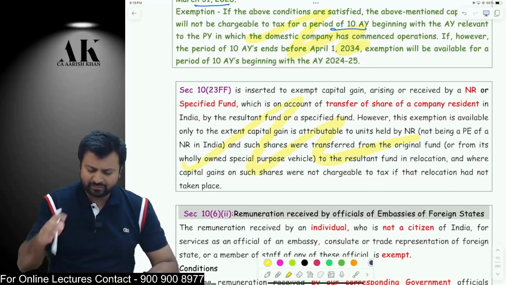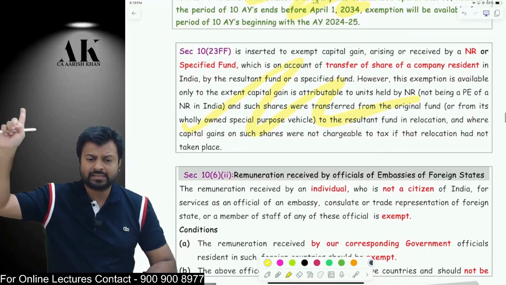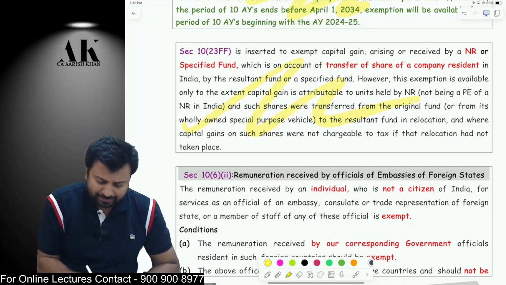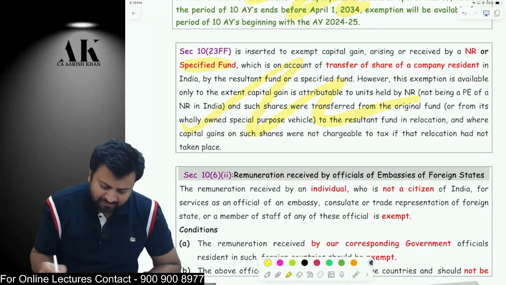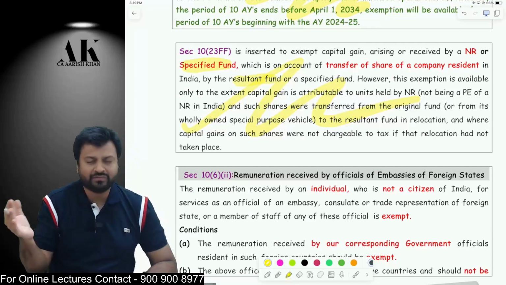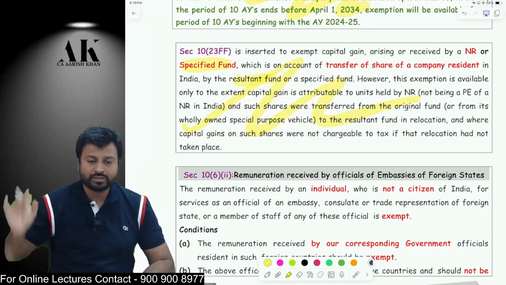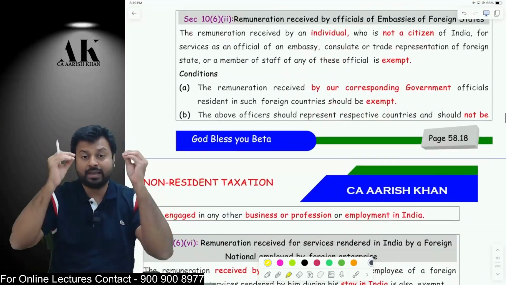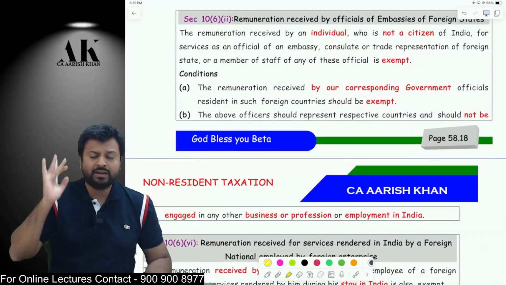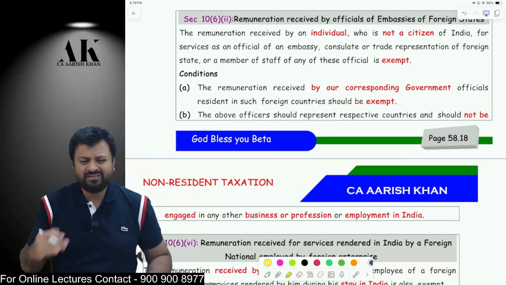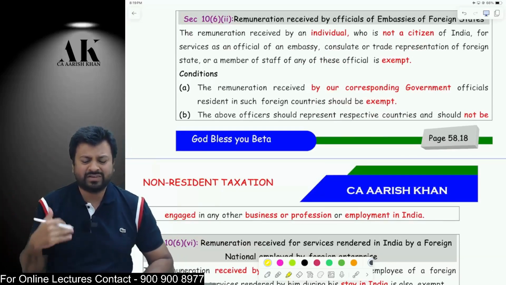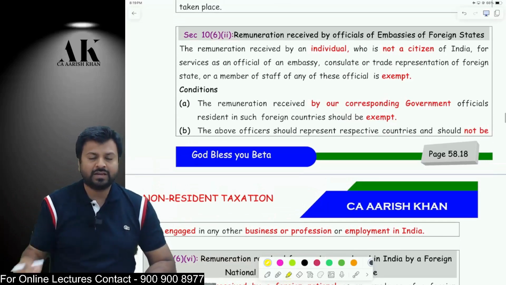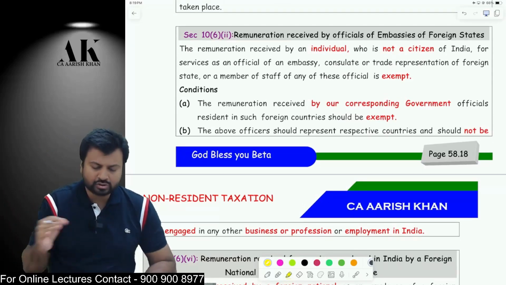Now, the next point we have already done with the discussion of capital gains. That is under the chapter of capital gains under section 47, specified fund, resultant fund, original fund. We have done this discussion earlier. You can go and check over there. Okay. Now, the next section is absolutely important. This one is very important for examination. Okay. Now, the previous section 10 exemptions, I don't think are very important for exam, but this one is very important. The next one is also important. Let's talk about this one.